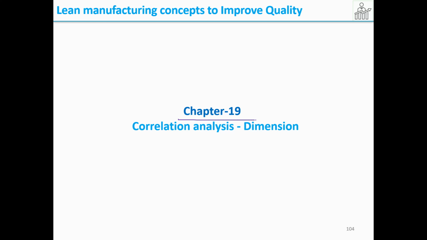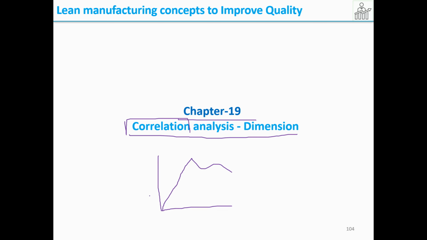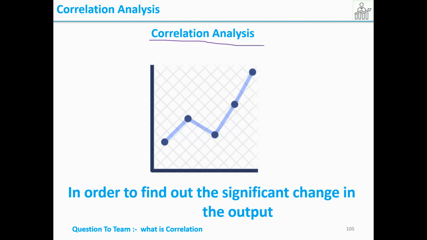Next we are going to see correlation analysis for dimension. So what is basically correlation? Correlation is a relation between two parameters. In school days, we studied that stress is directly proportional to strain. That means when the stress is 1, the strain is also 1. When the stress is 2, the strain is also 2. It means when you change the stress, the strain is also affected. That means stress and strain are directly proportional. This is called correlation. Correlation analysis is used to find the significant change in the output.